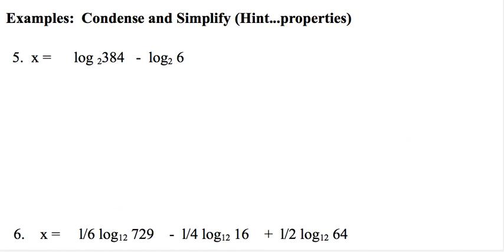All right, question 5. We have 2 logarithms. They're both subtraction. So we can condense them back together by division. So x equals a logarithm base 2 of 384 over 6. So we take 384 and we divide it by 6.